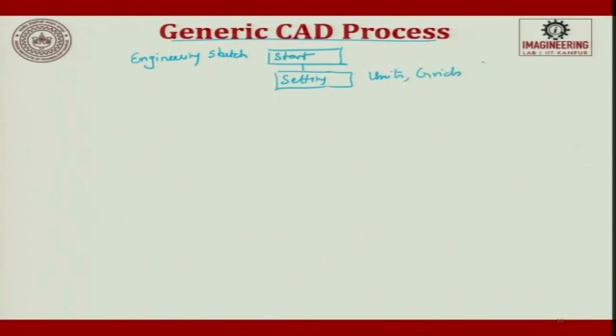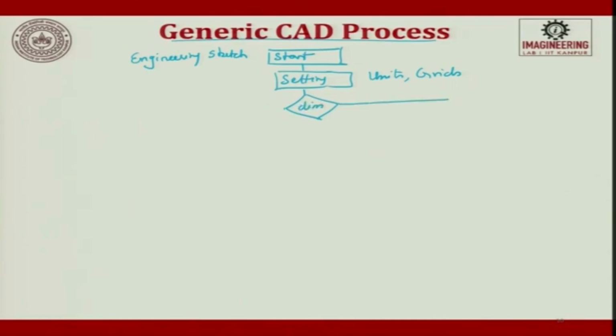So, let us see in a generic CAD process what all the steps involved are. First one is start. Here you are trying to draw the engineering sketch. Then we do settings. In the settings, we give units, we give grids, right. So, snap on, snap off, all these things. Then we give dimensions.